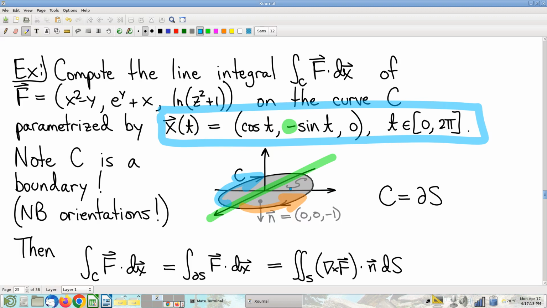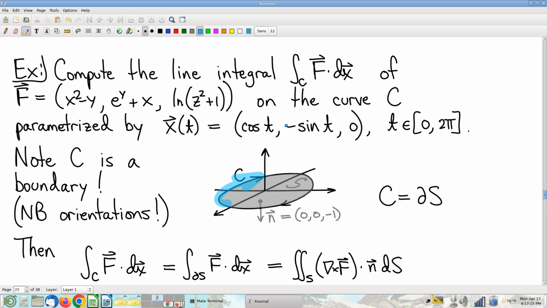All right, so there's our curve. 0 to 2 pi, so it goes all the way around. And now what do we notice about this curve? Good news. Easy to observe that curve is a boundary. It's the boundary of this, what I'm calling the surface S, in yellow there.